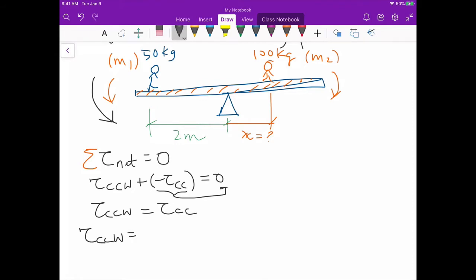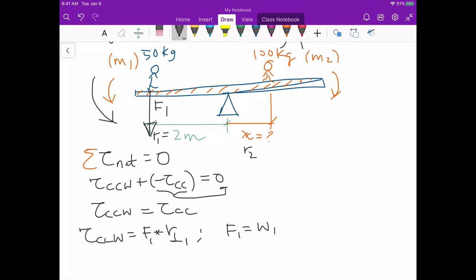So how do you find counterclockwise torque? As we said, it is the force multiplied by the perpendicular lever arm. Which force? Let's put force 1 and R1. R1 is this, and R2 is unknown and we represent it as X. Then how do you find F1? F1 is simply the weight of person 1, because F1 is acting in this direction.